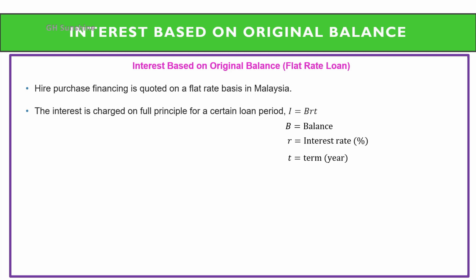Okay guys, first look at how to calculate the interest amount based on the original balance, also known as the flat rate method. Hire purchase financing is quoted on a flat rate basis in Malaysia. The interest is charged on the full principal for a certain loan period. This is the formula to calculate the interest amount: I equals BRT. B is the balance, R is given in percentage form, and T is always in years. When given in months, you need to divide by 12.